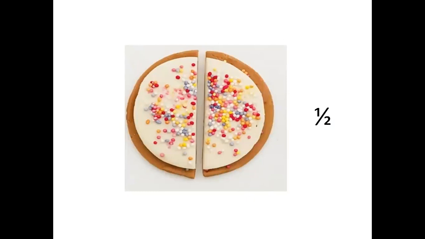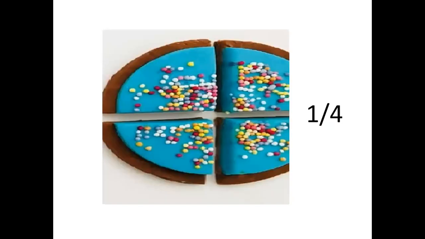Now, this one cake has been divided into 2 parts. So now we have 2. Now how will we write this? This one has been made into 2. So totally 2 parts. We'll write it as 1 by 2. Okay. This one has been divided into 4. So if we take 1, we'll be writing it as 1 by 4.